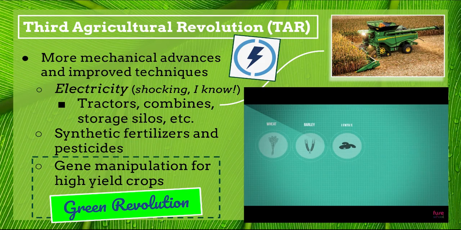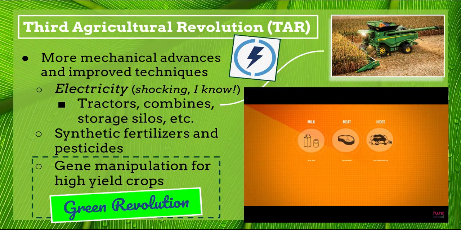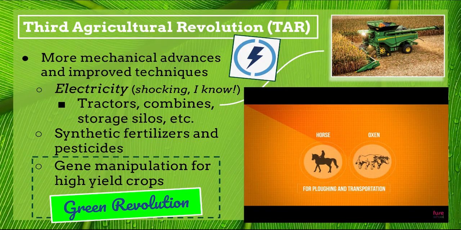Wheat, barley, lentils, peas, rice, and potatoes were all cultivated by early citizens. We also began to tame animals for milk, meat, and hides. Goats, sheep, and chickens are thought to have been the first animals to be domesticated, followed later by bigger animals like horses and oxen for plowing and transportation.